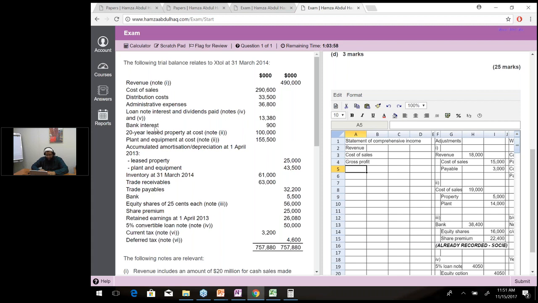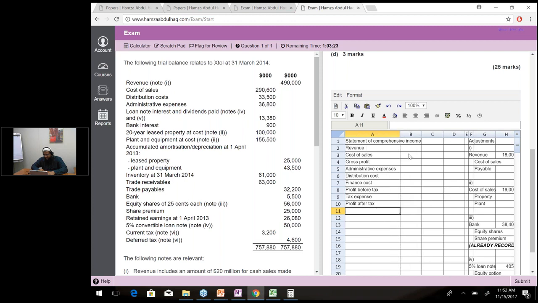And we have no other income or the investment income, so I would write administrative expenses, distribution cost, and then we have finance cost, we have profit before tax, and then we have the tax expense, and then profit after tax. So this is the simple format of the comprehensive income.